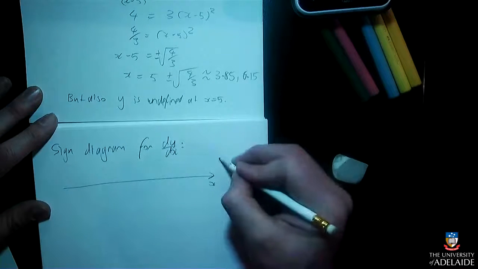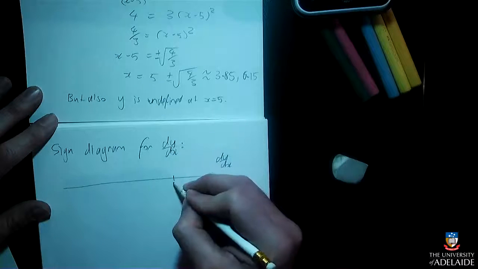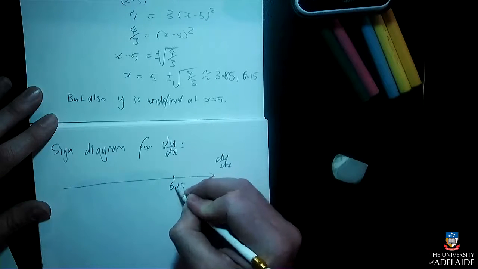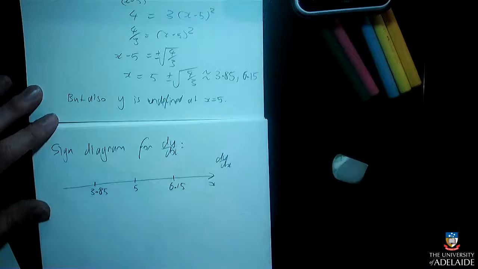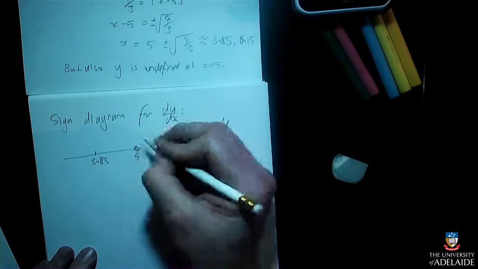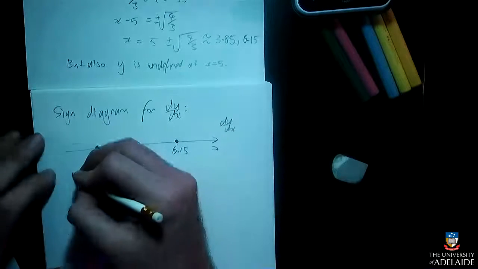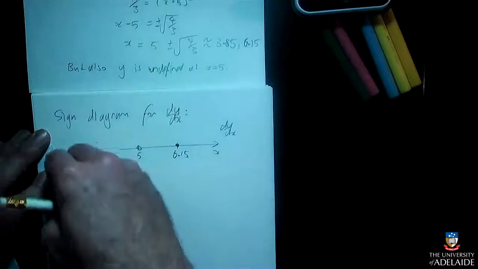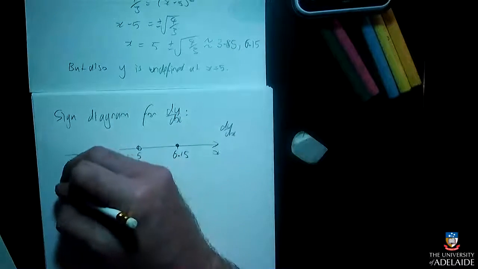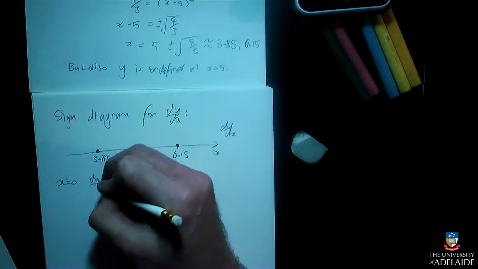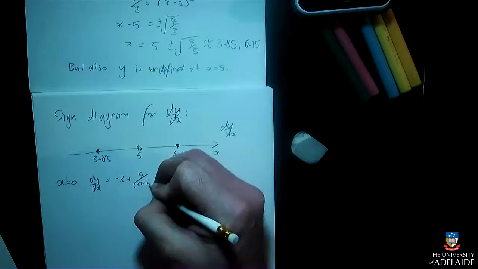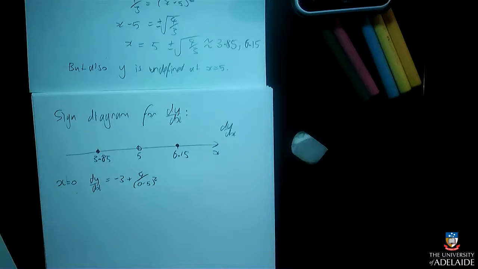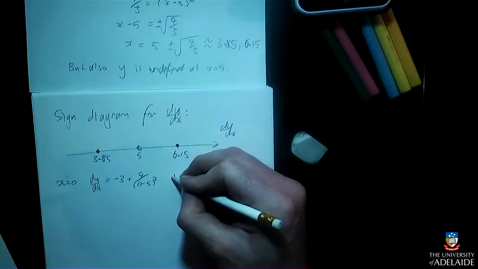So I've got x, I've got dy on dx, and the biggest point I have is 6.15-ish, and then 5, and then 3.85. So I've got 4 zones, and it's not defined there, and it's 0 there, and it's 0 there. So let's see. I can choose any number on this side, so when x equals 0, dy on dx is minus 3 plus 4 over 0 minus 5 squared. And 4 over 25 is a nice small number, so it's not going to get positive, so it'll be still negative there.